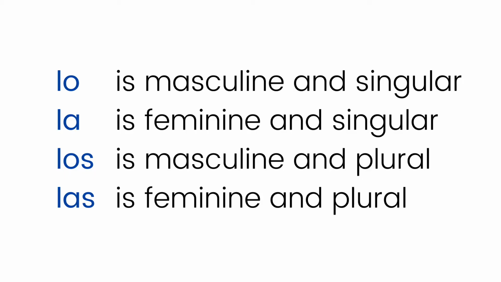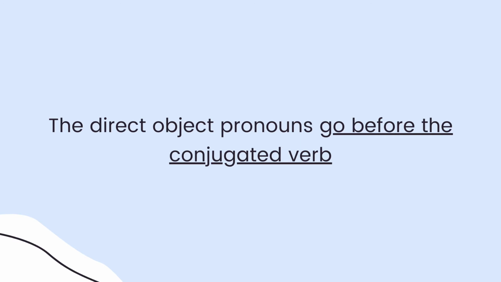These indicate the gender and the number of the word they replace. Lo is masculine and singular. La is feminine and singular. But los is masculine and plural. And las is feminine and plural. They go before the conjugated verb.